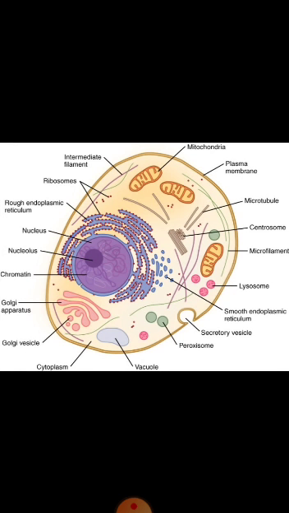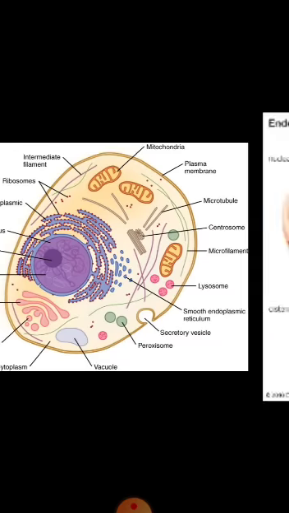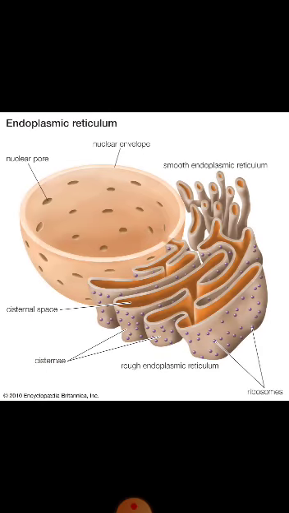Rough endoplasmic reticulum is the site for protein synthesis. That means here proteins are being synthesized, produced. These are called rough endoplasmic reticulum because ribosomes are attached on its surface. Ribosomes make proteins for the cell and endoplasmic reticulum transports this protein within the cell depending upon the need or demand of the cell. Coming to smooth endoplasmic reticulum.